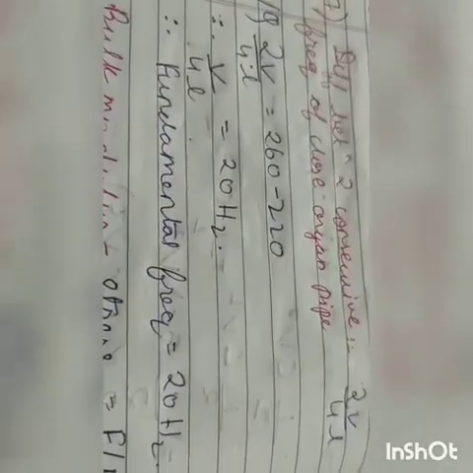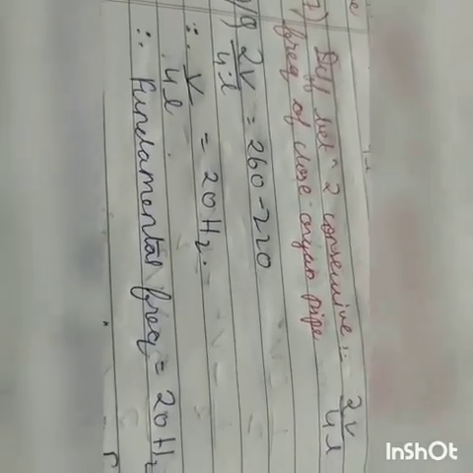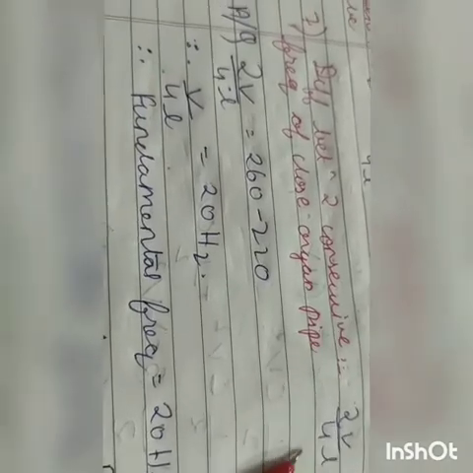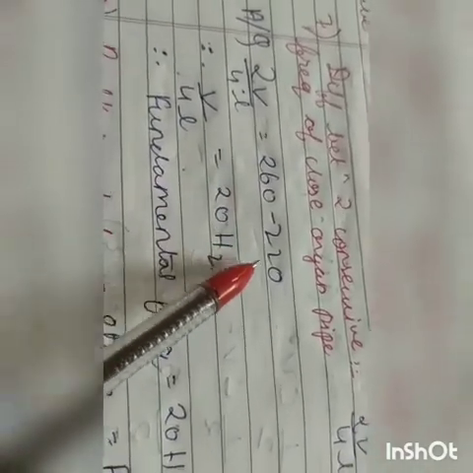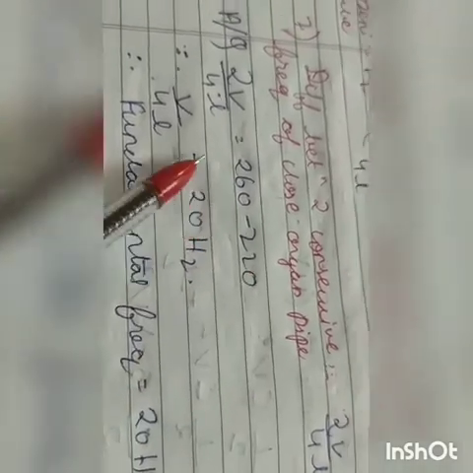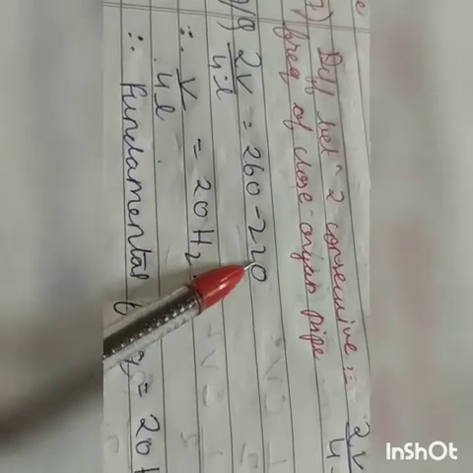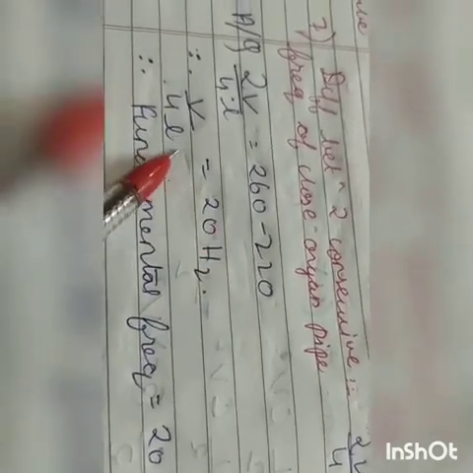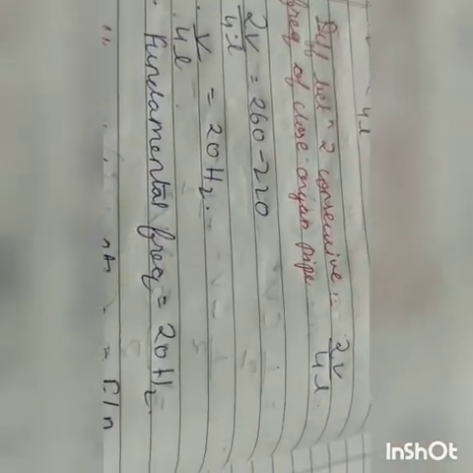So as we know, the difference between two consecutive frequencies of a closed organ pipe is 2V by 4L. According to the question, the values of two consecutive frequencies are given here. So 2V by 4L is equal to 260 minus 220. So V by 4L, that is the fundamental frequency, is 20 Hz. So the fundamental frequency will be 20 Hz. The correct option is written here, 20 Hz.